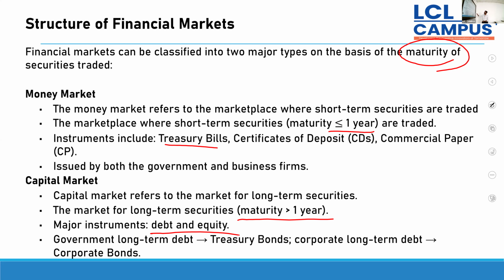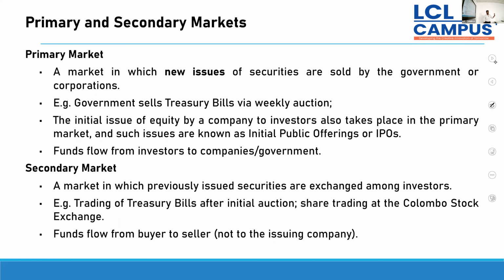Okay. So these are the differences between money market and capital market. Do you have doubts? No. And there is another kind of type also. What are they? Primary market and secondary market. What is primary market? Yes, which means it is the marketplace where new issues are traded.